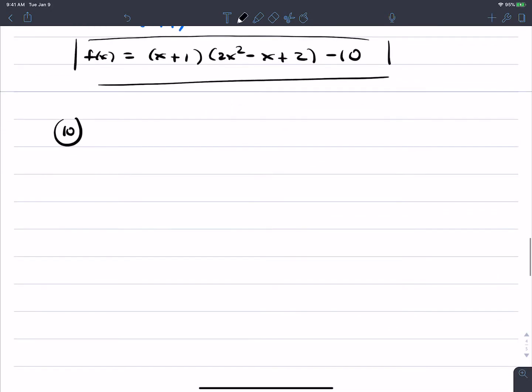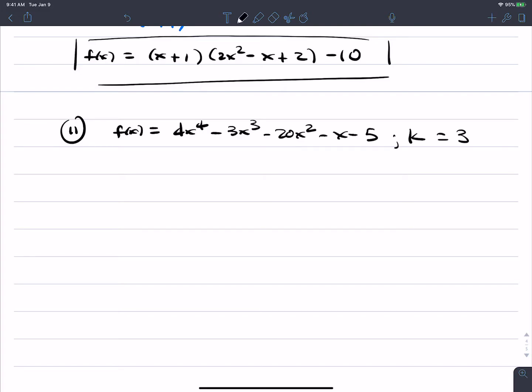Number 10. Actually, that brings us to 11. The original function here now is going to be 4x to the 4th power minus 3x cubed minus 20x squared minus x minus 5, and k here equals positive 3. So let's double check to see if this is really what we have.